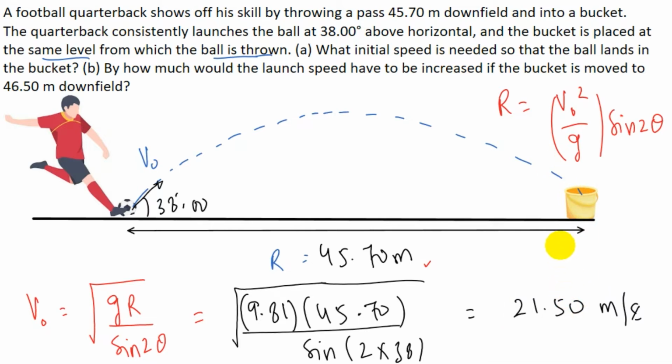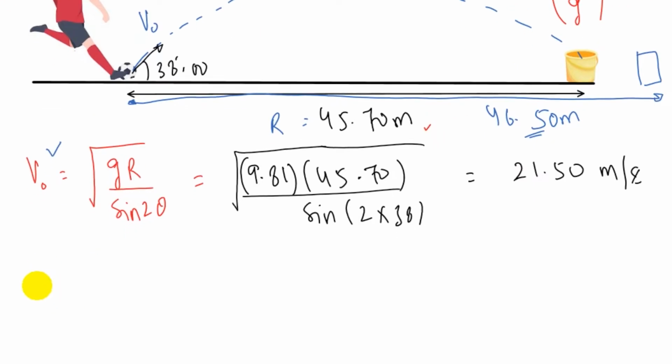Now next, in the B part it says, by how much would the launch speed have to be increased if the bucket is moved 46.50 meter downfield? So if this bucket is displaced from this position to here, such that this total distance now becomes 46.50 meter, then what would be the increase in initial speed? We're going to use the same formula to calculate the initial speed required for this range. So this is the B part.